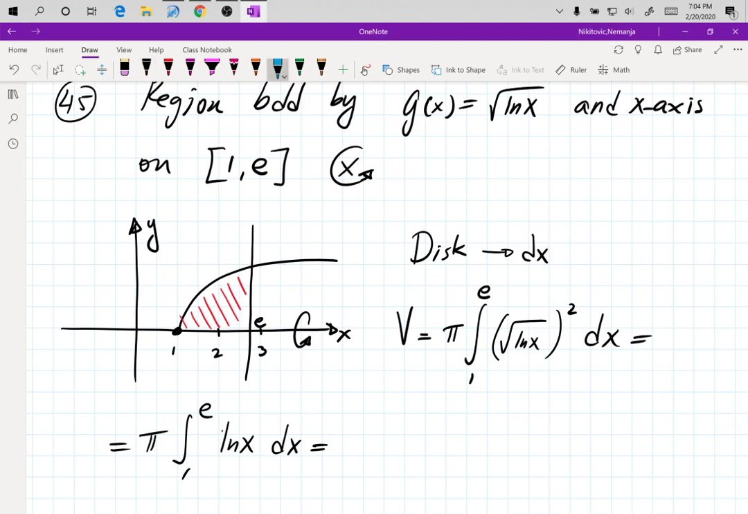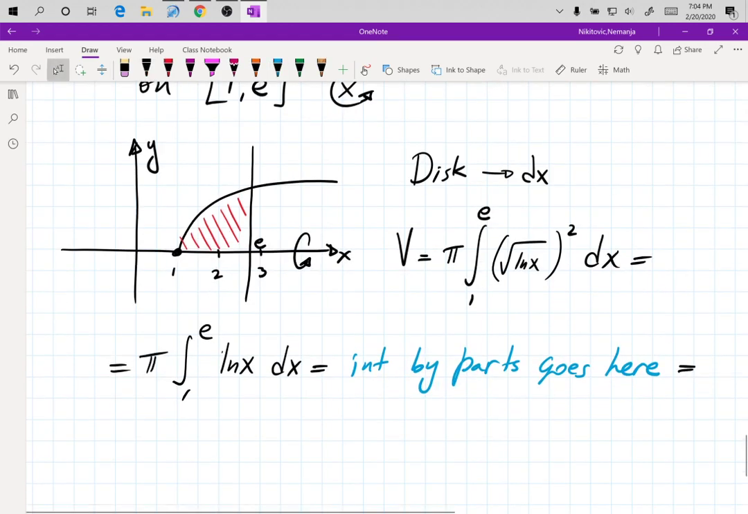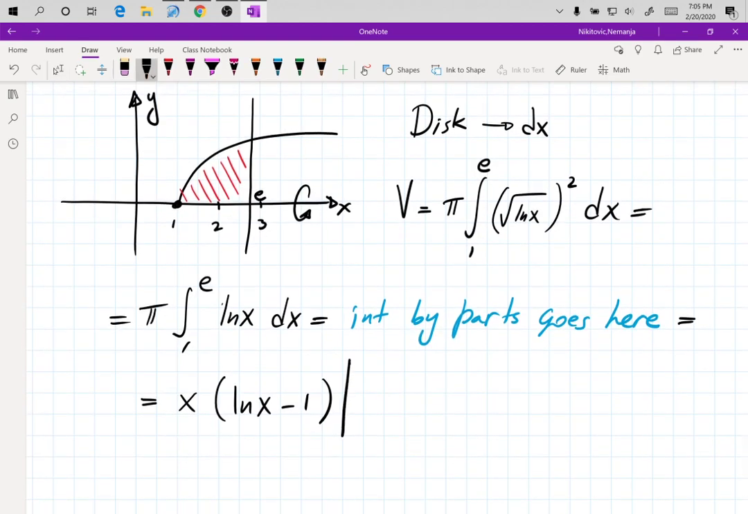I'll put integration by parts goes here. Because we did it, we are just going to steal the answer. And the answer was x ln x minus 1. And now you don't put plus c because it's a definite integral from 1 to e. Plug in e everywhere. That's e.